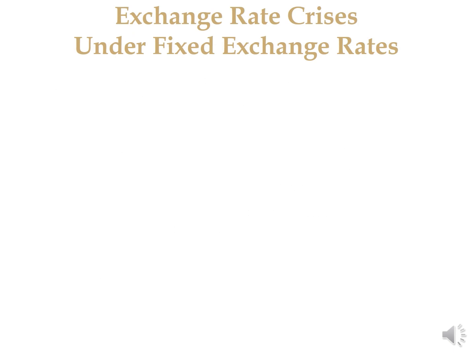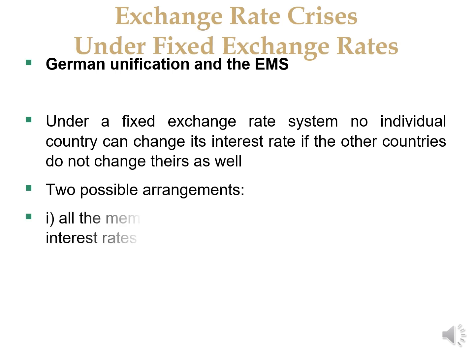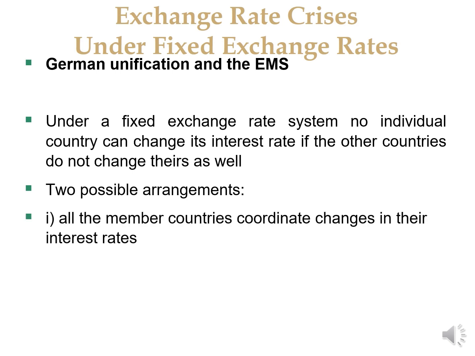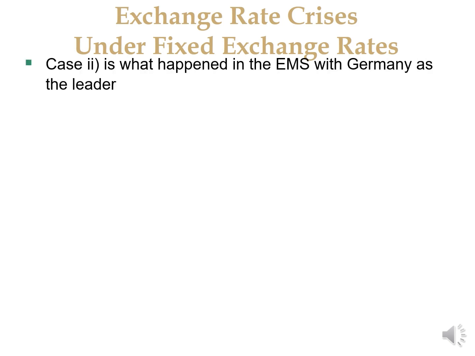Exchange rate crisis under fixed exchange rates. German unification and the EMS. Under a fixed exchange rate system, no individual country can change its interest rate if the other countries do not change theirs as well. So there are two possible arrangements. Number one, all the member countries coordinate changes in their interest rates. The second, one country takes the lead and the others follow. Case 2 is what happened in the EMS with Germany as the leader.